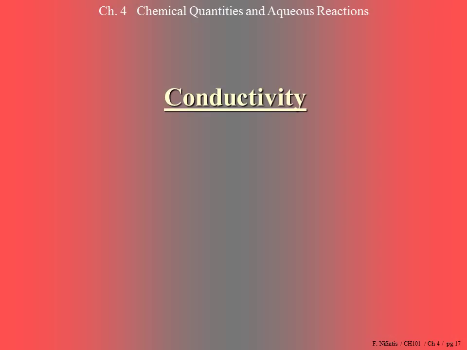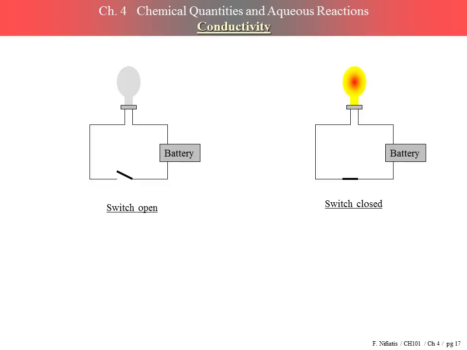Conductivity. The next couple of slides are kind of theoretical. They are going to help us to see weak, non, and strong electrolytes. We have an electrical circuit here. We have a bulb that is connected to a battery through a switch. When the switch is open, the bulb doesn't light. When we close the switch, the bulb lights.